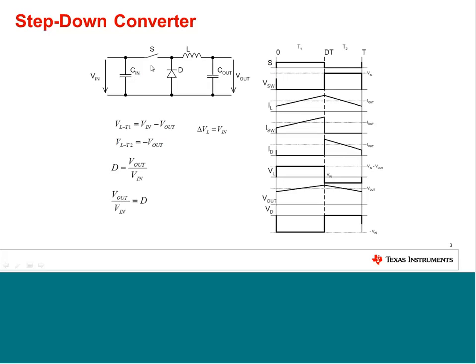The step-down converter operates so that the switch is opened and closed, closed for a certain duty cycle, a fraction of the time period. When the switch is closed, the input voltage is connected to the inductor and through the inductor to the output. Since the output voltage of a step-down converter is lower than the input voltage, the inductor is charged, and you can see here the current in the inductor is ramping up.